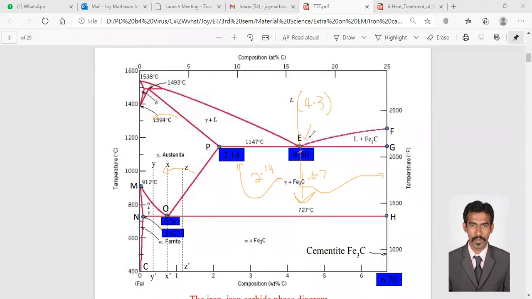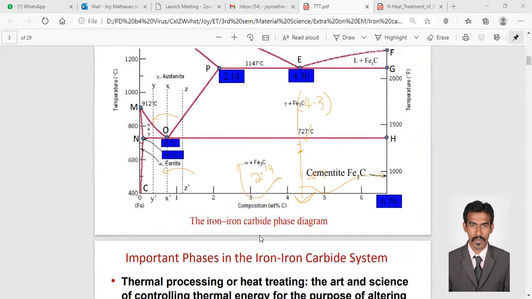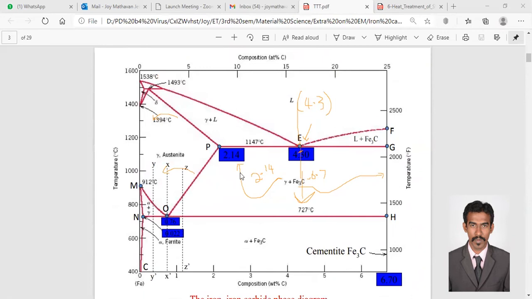All right. So this is what is called the eutectic reaction. You see here, eutectic reaction, and the difference is here, eutectoid. So this is the difference between eutectic and eutectoid. This reaction occurs along this line.